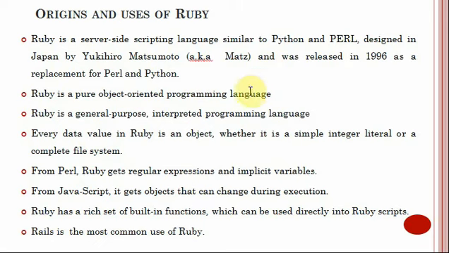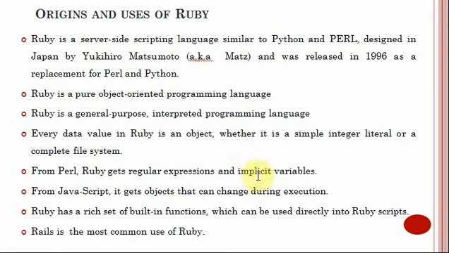So Ruby is a pure object-oriented programming language, that is every data value in Ruby, whether it can be an integer literal or it can be the complete file system, is treated as an object. Ruby is a general purpose interpreted programming language. So here the interpreter comes into the picture, which is going to read the program as well as execute the code.